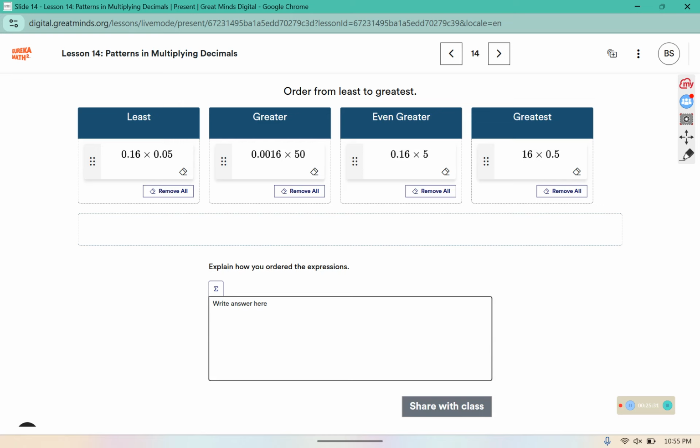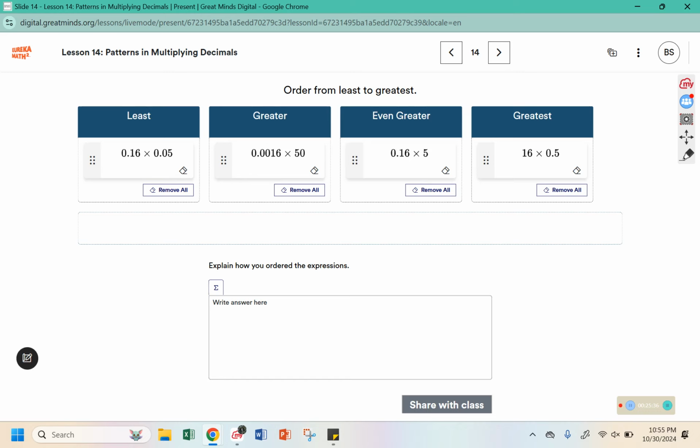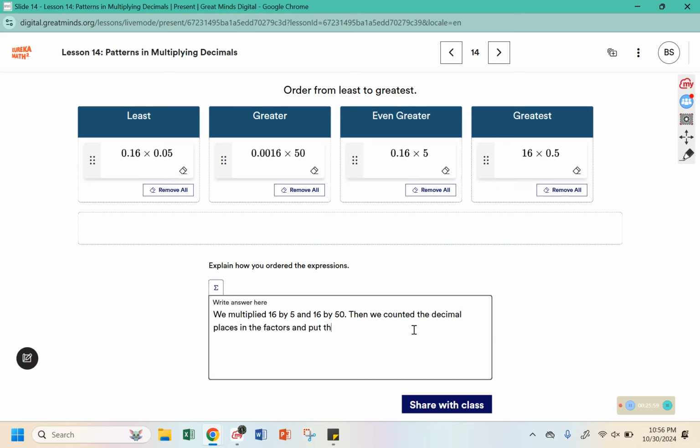So explain how you ordered these expressions. We multiplied 16 by 5, and in one case 16 by 50. Then we counted the decimal places in the factors and put the same amount in the product. Then we were able to compare them.